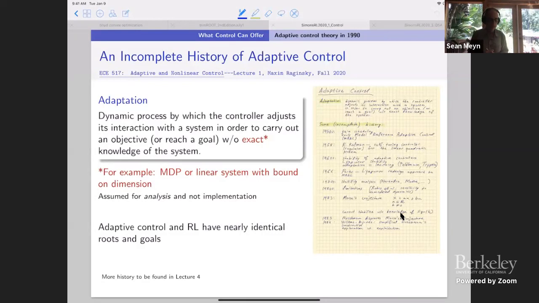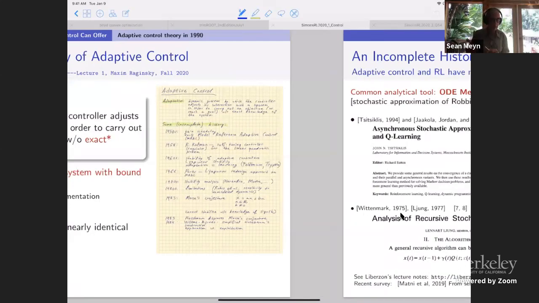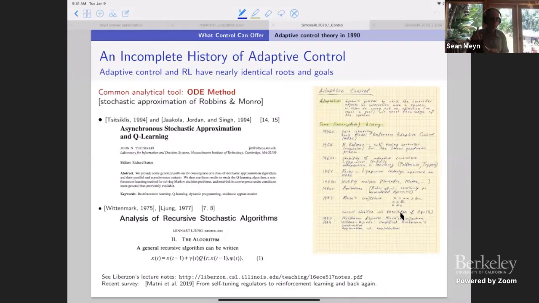I think that in real life, there'll be some partial model knowledge which goes into the RL architecture, just like adaptive control. I think adaptive control is more model-based than RL, that's for sure. I'm not gonna go through every bit of this, except a common tool is this ODE method. That term was from Lennart Ljung, but it's the stochastic approximation method of Robbins-Monro.